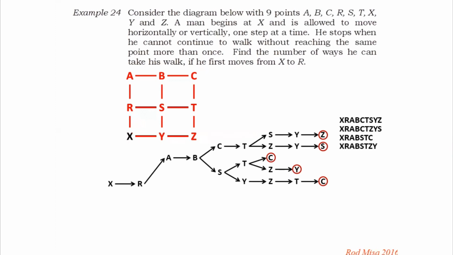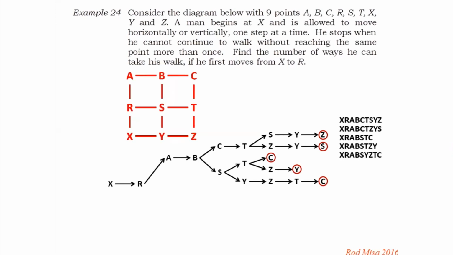at point X, then point R, point A, point B, point S, point Y, point Z, point T, and then point C. And he stops there since he has passed already points B and T. So the pattern of his walk is X, R, A, B, S, Y, Z, T, C.